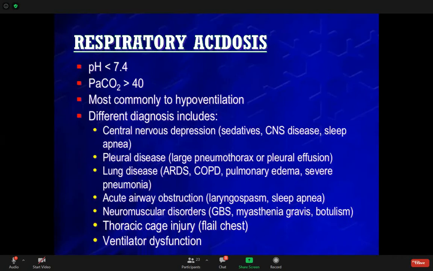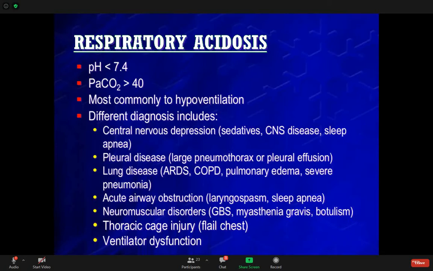Pulmonary diseases also, like ARDS, COPD, and sometimes a large pneumothorax, can cause this. Also, if you have an acute airway obstruction and you cannot clear your CO2, like laryngospasm and sleep apnea, neuromuscular disorders usually happen, flail chest and ventilation dysfunction.